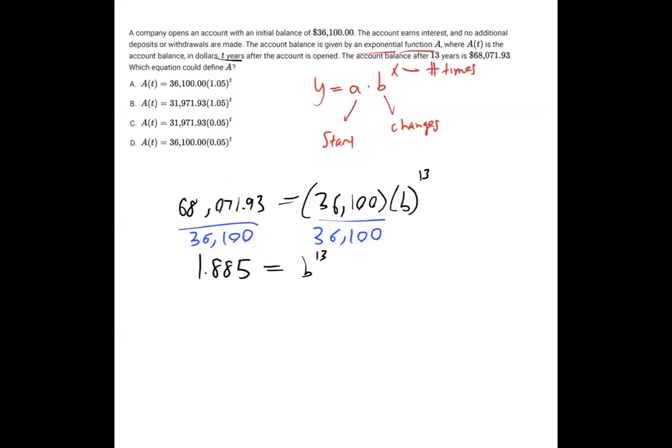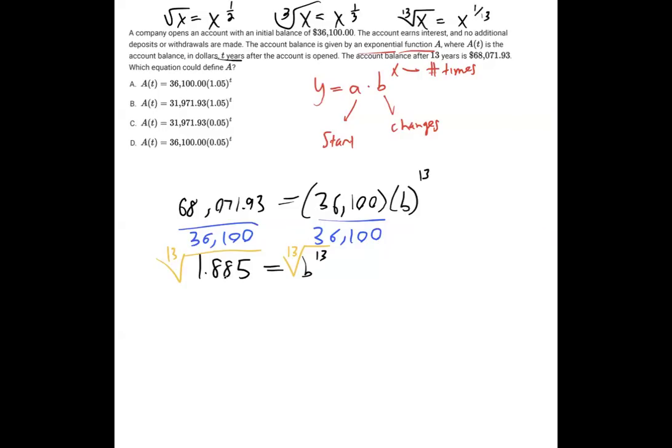Now, b is to the 13th power, and the opposite of taking something to the 13th power is taking the 13th root of that. If you're pretty good with your calculator and you know how to take a 13th root, great. And if not, know that a 13th root is the same as something to the 1/13 power. So, a square root is the same as our number to the 1/2 power, because there's an invisible number 2 there. A cube root is the same as our number to the 1/3 power. And in this case, a 13th root is the same as our number to the 1/13th power.